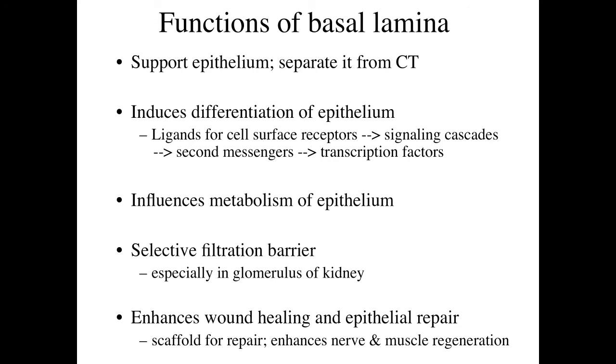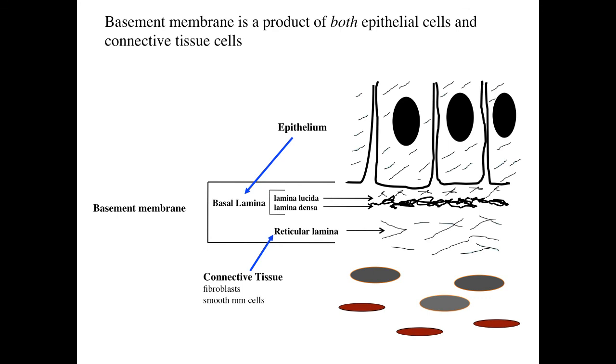This is a simple-minded cartoon, and it makes the point that the basal lamina is a product of both epithelial cells and connective tissue cells. So here we show some epithelial cells in diagrammatic fashion, and here some connective tissue cells. The basement membrane consists of the basal lamina, which is synthesized by the epithelial cells, and the reticular lamina, which is synthesized by connective tissue cells. And by the way, the most common connective tissue cells would be fibroblasts and smooth muscle cells.